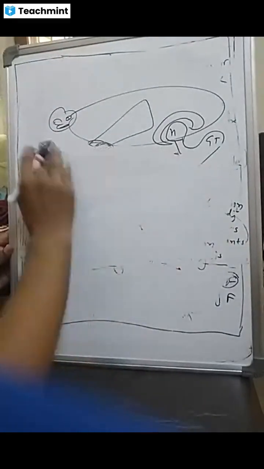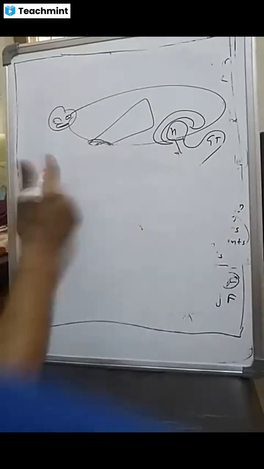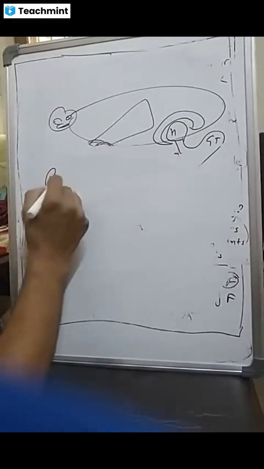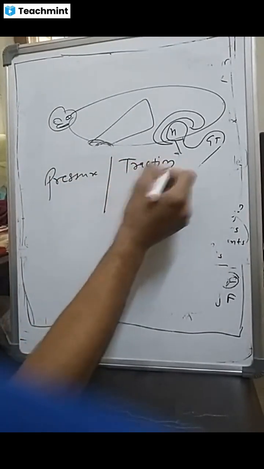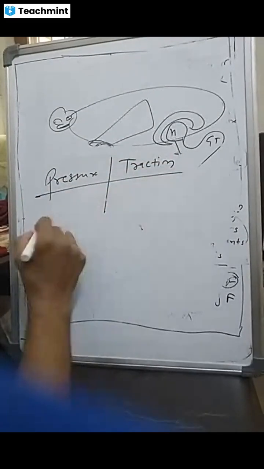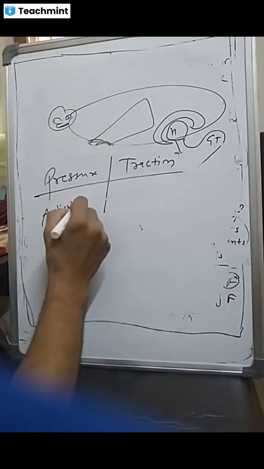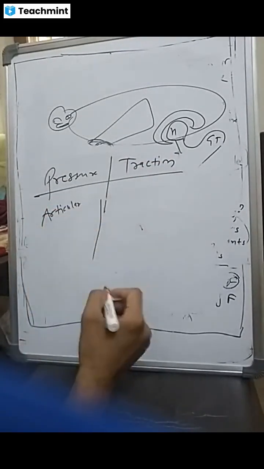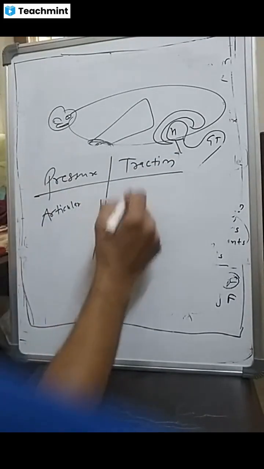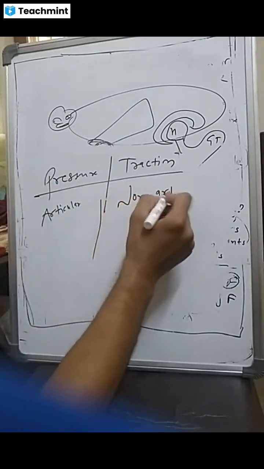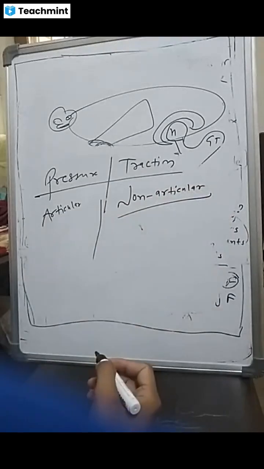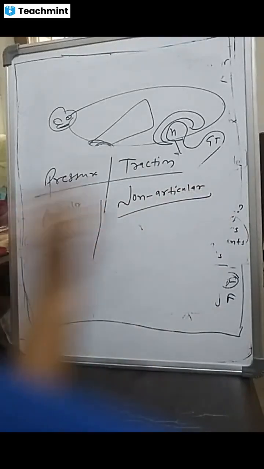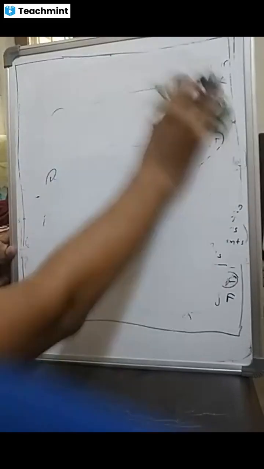The difference between pressure and traction epiphysis: pressure epiphyses are articular. They are part of a joint. They take up the pressure. But these are non-articular. These are non-articular. This is the important difference.